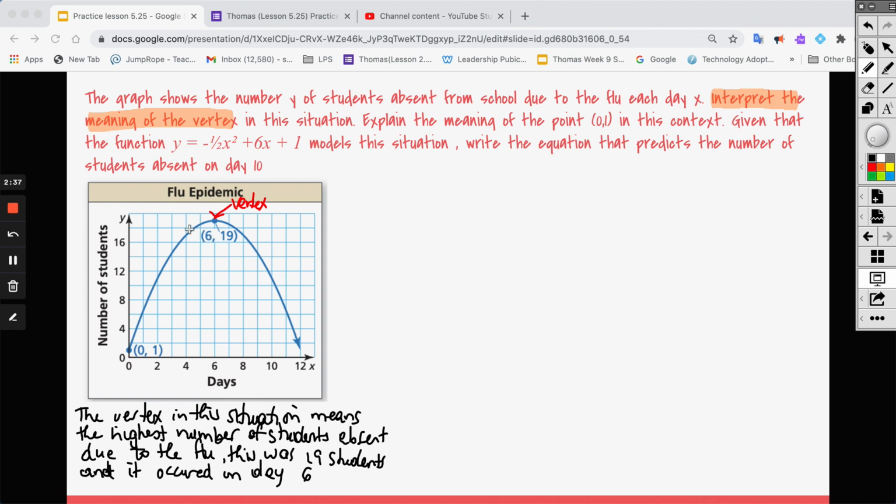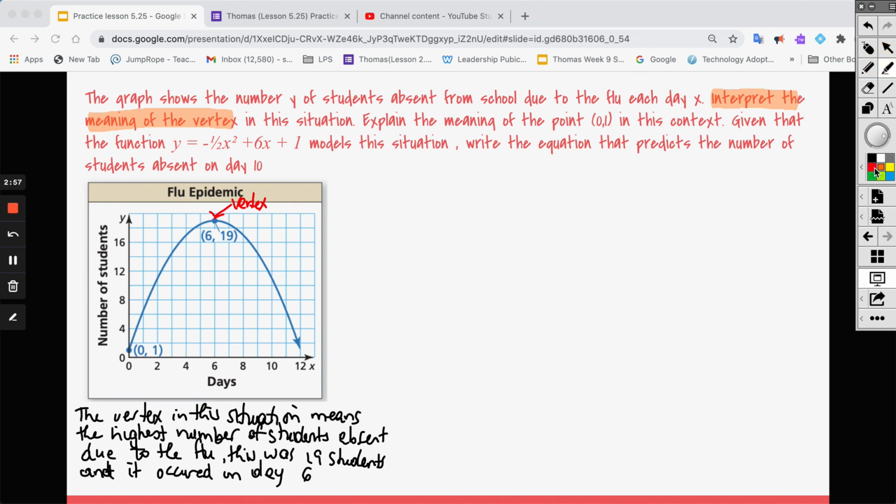So what is the vertex? Your vertex passes through your maximum or minimum value. In this case, this graph has a maximum value, which is going to be the highest point on the graph, and it meant that the highest number of kids that were absent was on the 6th day of the flu epidemic.